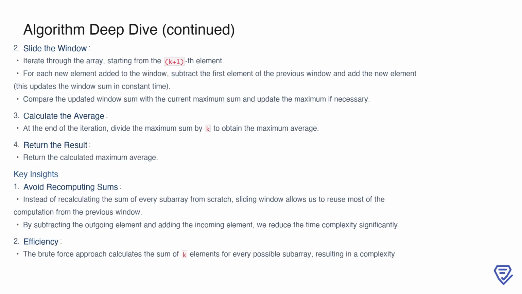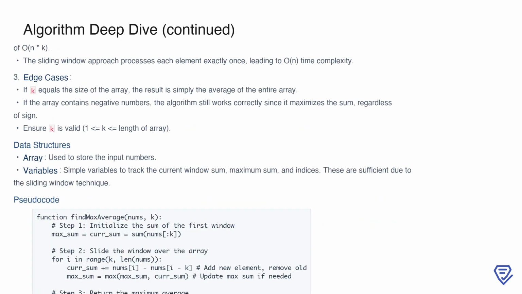Once we've processed the entire array, we compute the maximum average by dividing the maximum sum by k, and then return this result. The sliding window approach is highly efficient because it avoids redundant computations, focusing only on the minimal changes required to shift the window. By reusing previous calculations, we significantly reduce the time spent analyzing subarrays. The sliding window technique reduces the time complexity of this problem from O(n*k), which is the brute force approach, to O(n), as each element is processed only once. This efficiency comes from avoiding the recomputation of sums for overlapping subarrays.